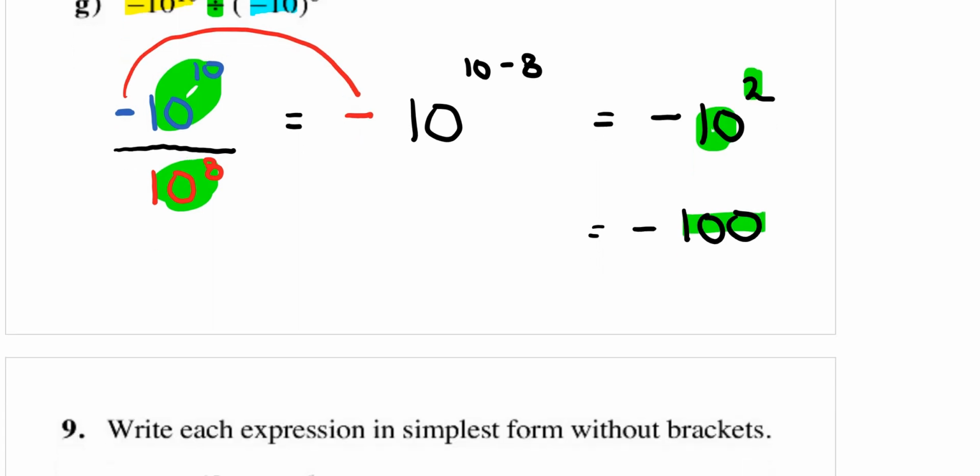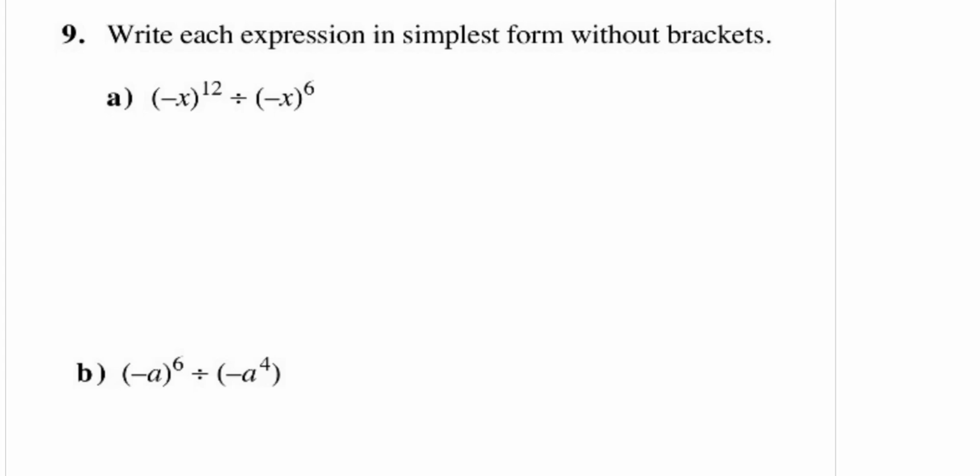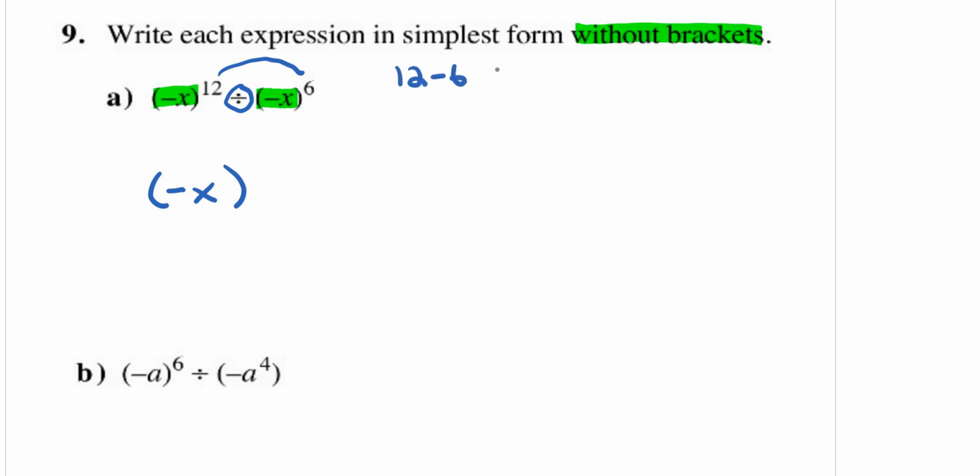Okay, let's move on to question number 9. Write each expression in simplest form without the brackets. This is a great question because it's testing whether you know how to get rid of the minus sign in the brackets. This first question is not too bad because both the variables are inside the bracket. And if we're dividing, we just subtract the powers. So 12 minus 6 is going to be 6.